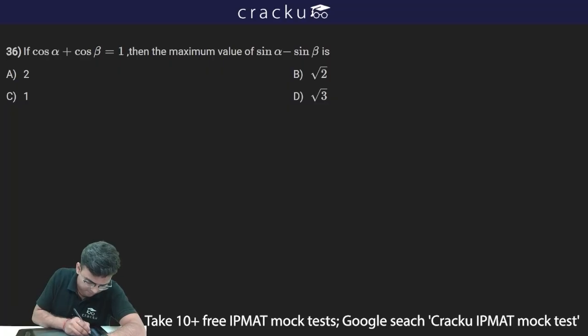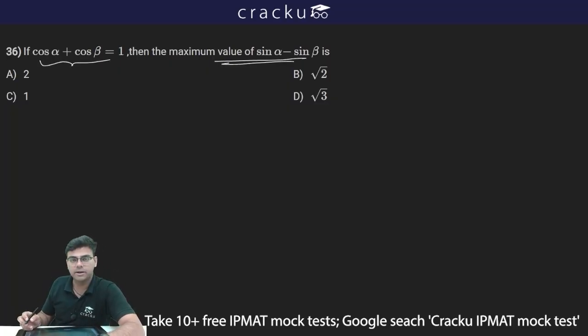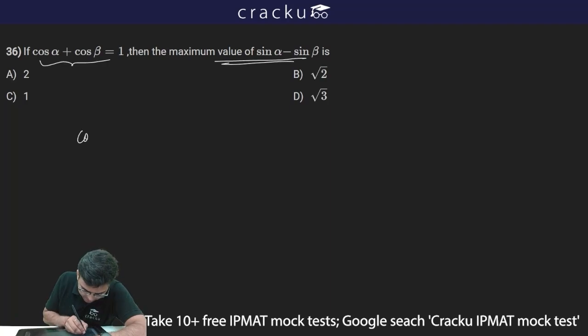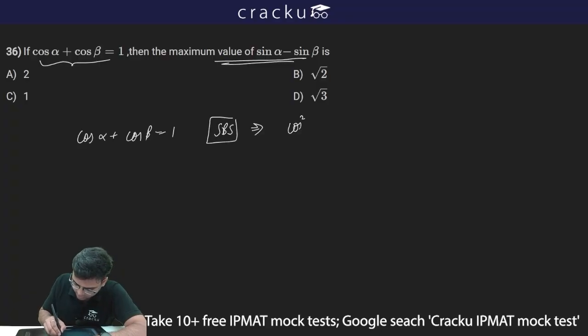The next question is saying, if cos alpha plus cos beta is equal to 1, then the maximum value of sin alpha minus sin beta is. So cos alpha plus cos beta should be 1. What I'll do, I'll square both sides, so I'll get cos square alpha plus cos square beta plus 2 cos alpha cos beta should be equal to 1.